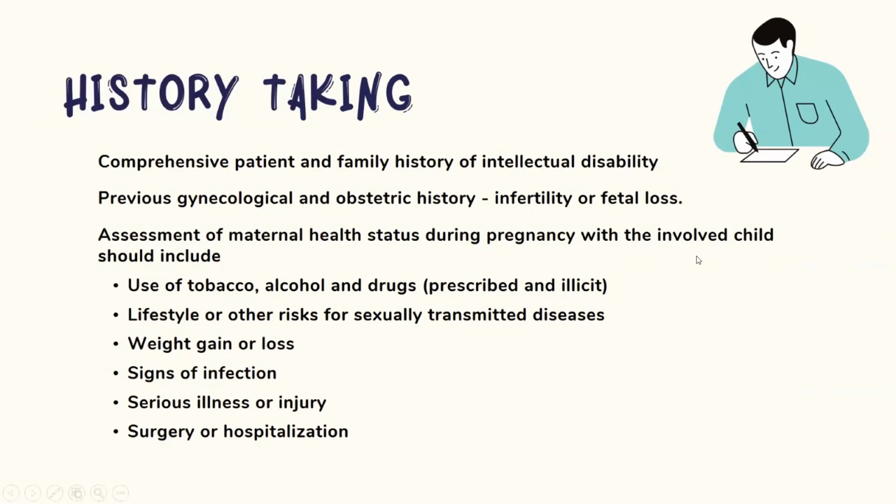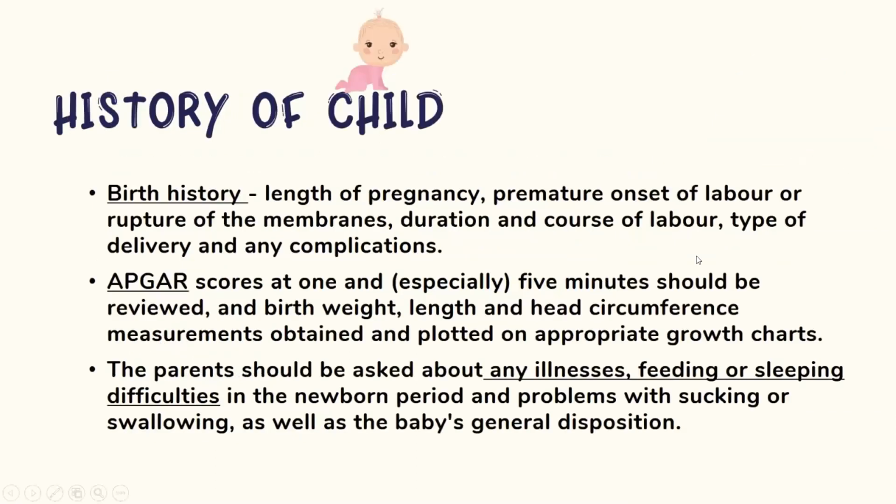Okay, next slide. We also ask for the history of the child. So we look at the birth history. How was the length of the pregnancy? Any premature onset of labor or rupture of the membrane? The duration and cause of labor, and the type of delivery. Because these all increase the risk of complications for the child, which can then lead to ID.